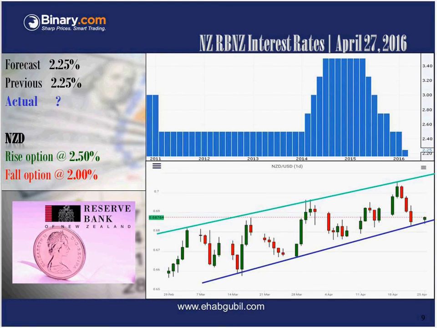New Zealand interest rate will be released on April 27 at 10 p.m. London time. The interest rate decision is expected to leave rates unchanged at the current level, 2.25%. With commodity prices recovering, the RBNZ definitely has a bit more room to drag on before having to adjust its monetary policy again. It's forecast at 2.25% as the previous release.